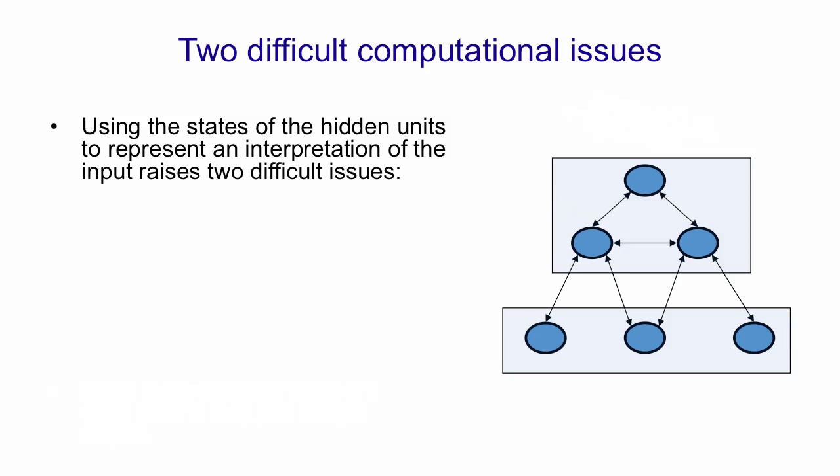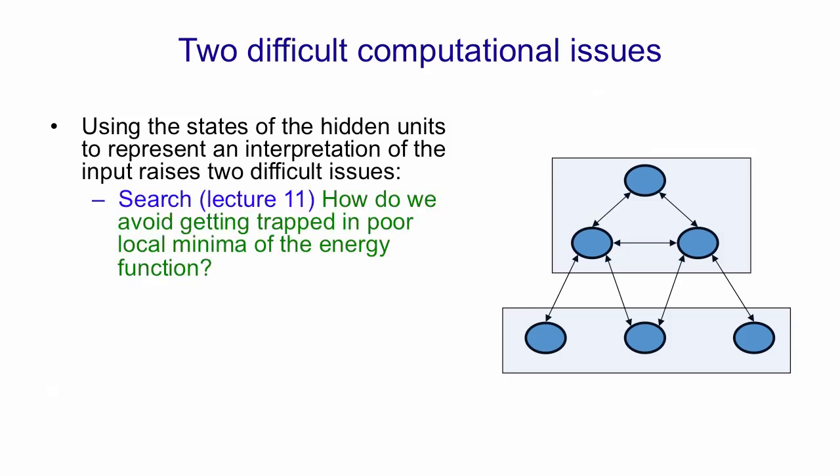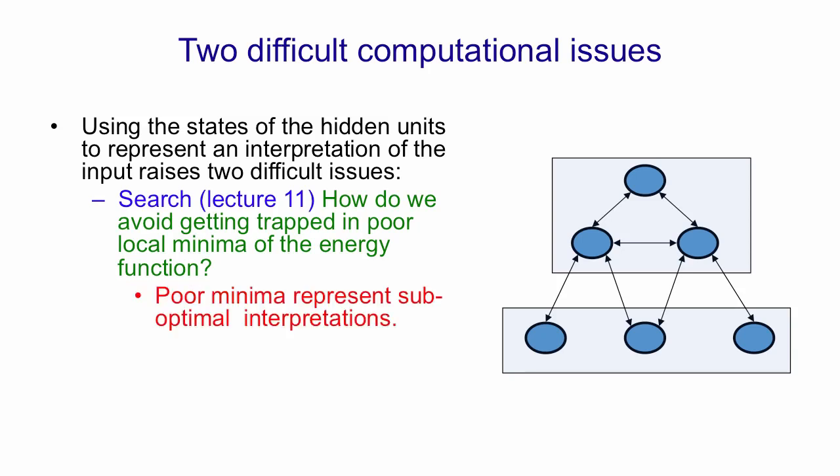So, if we decide we're going to use low energy states to represent good perceptual interpretations, then we have two issues. The first is to do with search, and I'm going to deal with that in the next video. The search question is, how do we avoid the hidden units getting trapped in poor local minima of the energy function? The poor minima represent interpretations that are suboptimal given our current model in the weights of the network. Can we do anything better than simply going downhill in energy from some random starting state?